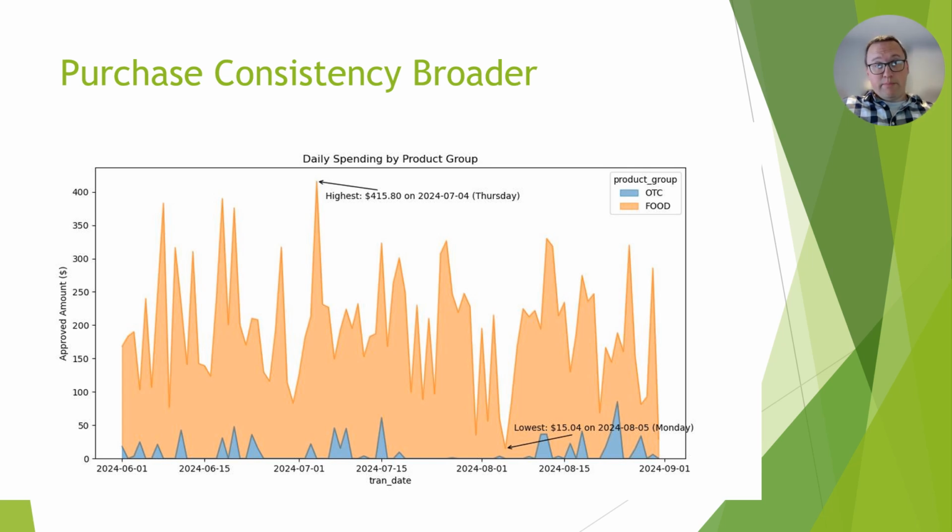This is the purchases by the whole group. The orange is spikes and dips in food spending, and the blue is ups and downs of OTC spending. And there are certain days of the week where you might have more shoppers than others, so you might have some high volume days, some low volume days.